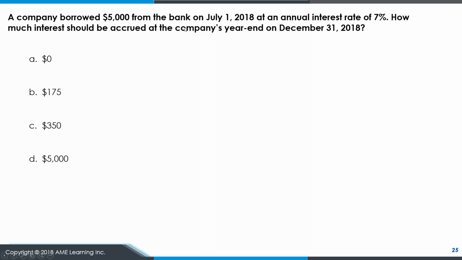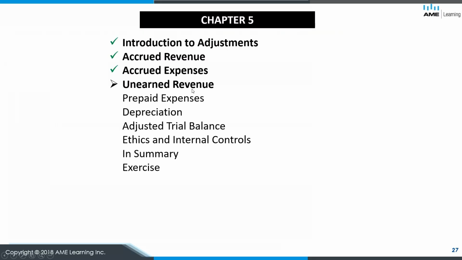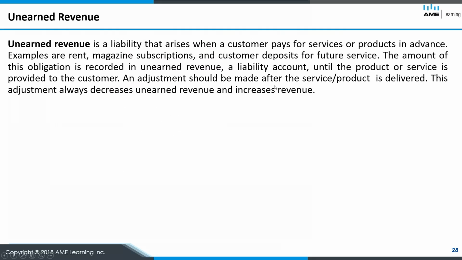Pretty easy. Annually, it would be a $350 charge, I believe. So 5,000 times 7% would be $350. But we have only had this loan for 6 months, so it'd be $350 a year. We need to multiply that by 6/12, or another way to say that is times 50% or divide by 2. So 350 divided by 2 gives us the $175, and that's how much expense we need to accrue after 6 months.